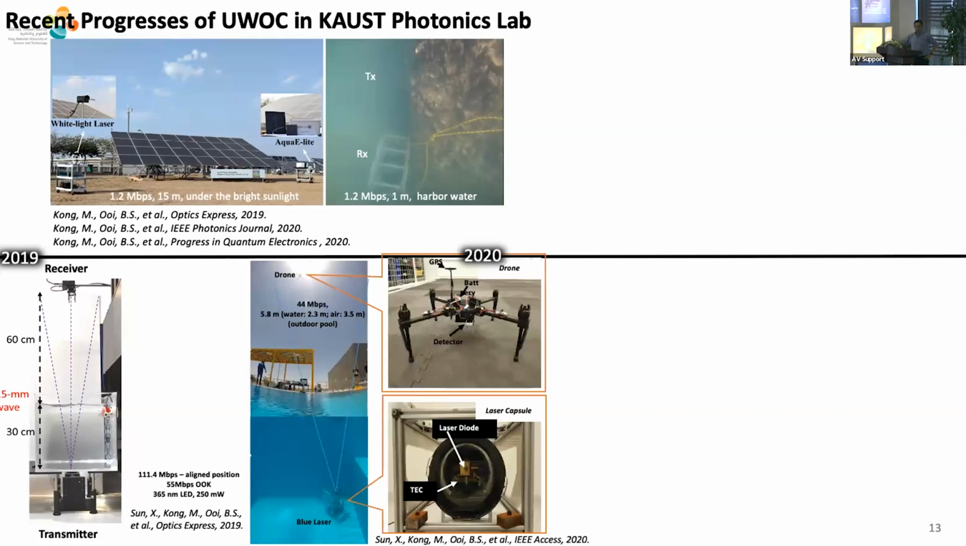We also began to, as I mentioned earlier, put our transceiver below the water, a few meters below the water, 3 meters, and then fly a drone to pick up the signal.